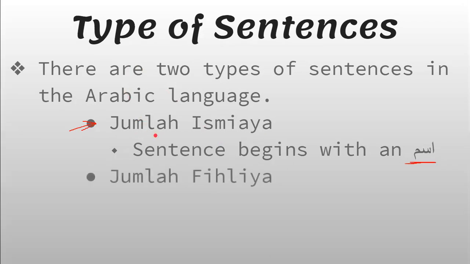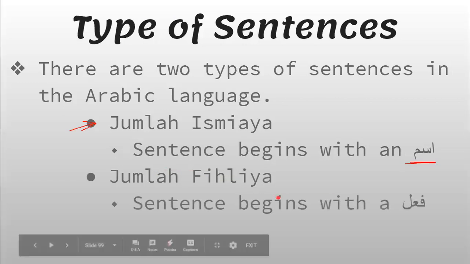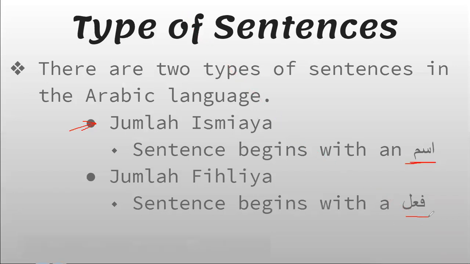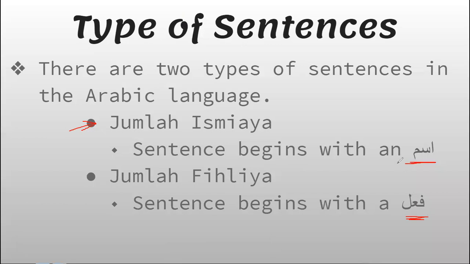And then comes jumla fi'liya. The second type of sentence is jumla fi'liya, and it's the sentence that begins with a fi'l. If a sentence begins with a fi'l, then we call it jumla fi'liya. If the sentence begins with an ism, then we say it is jumla ismiya. Those are the only two types of sentence available in Arabic. There is no third category.